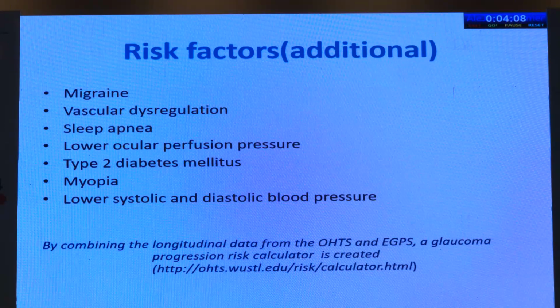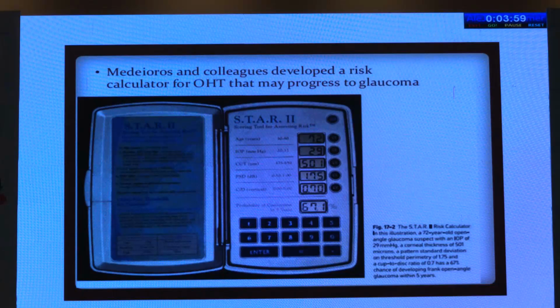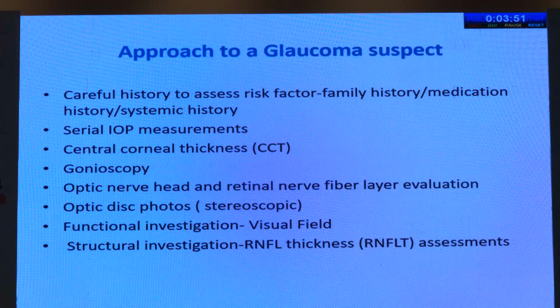And there are additional risk factors also, and by combining the longitudinal data of the OHTS and EGPS, a risk calculator is also developed. It's available online, but not many people use this. I also don't use it, but it's available there. Now, how will you approach a glaucoma suspect?